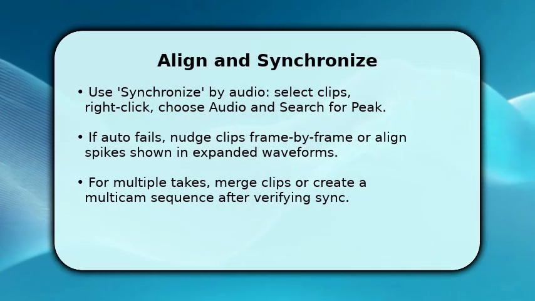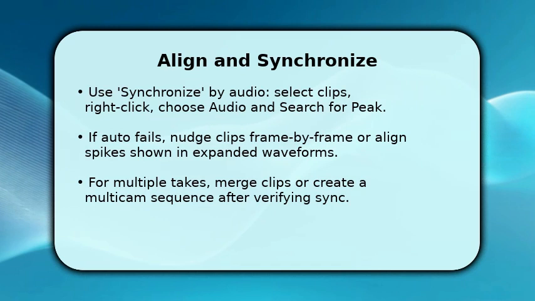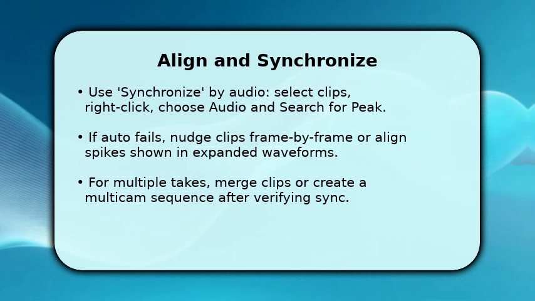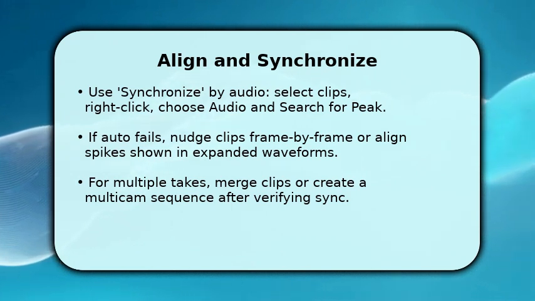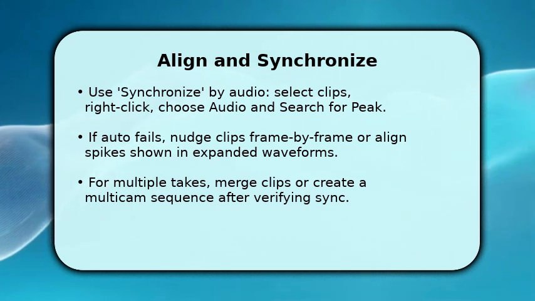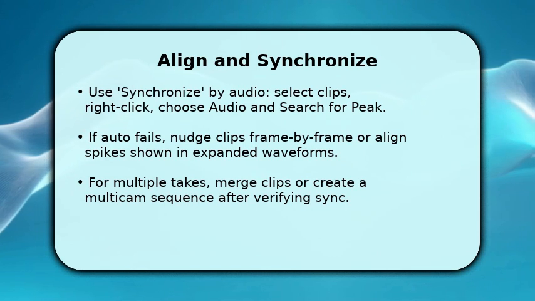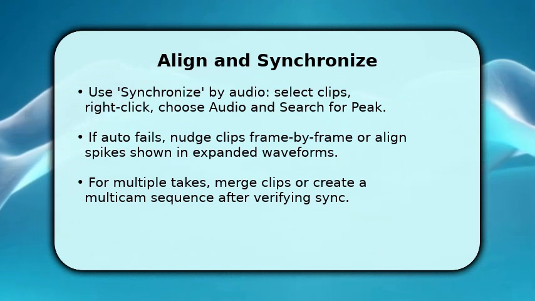Once your rough alignment is visible, try Premiere's Synchronize command. Select the camera clip and external audio, right-click, choose Synchronize, and pick Audio. Premiere looks for waveform peaks and aligns them automatically. If the auto method misses by a frame or two, expand the audio height and nudge the audio clip with the comma/period keys or shift plus arrow for larger moves until spikes line up. For larger shoots, merge confirmed pairs or build a multicam sequence so you keep sync across edits and angles.